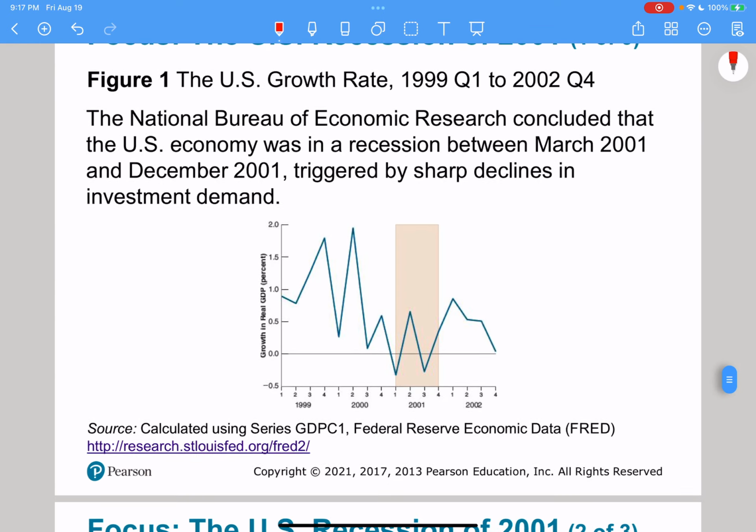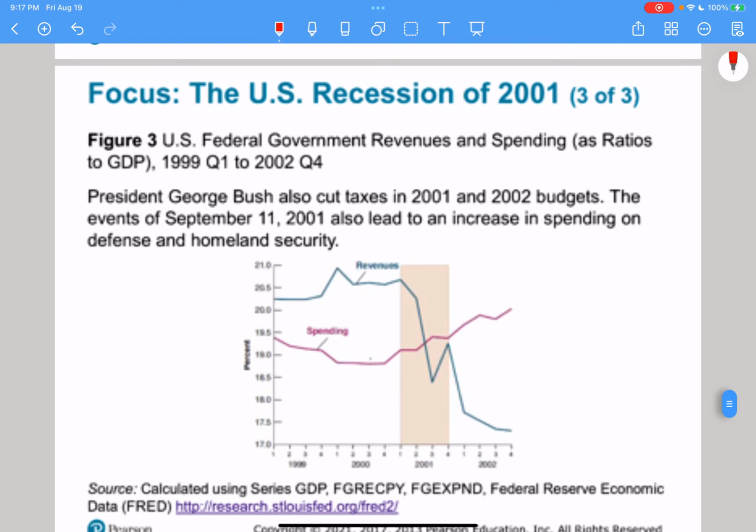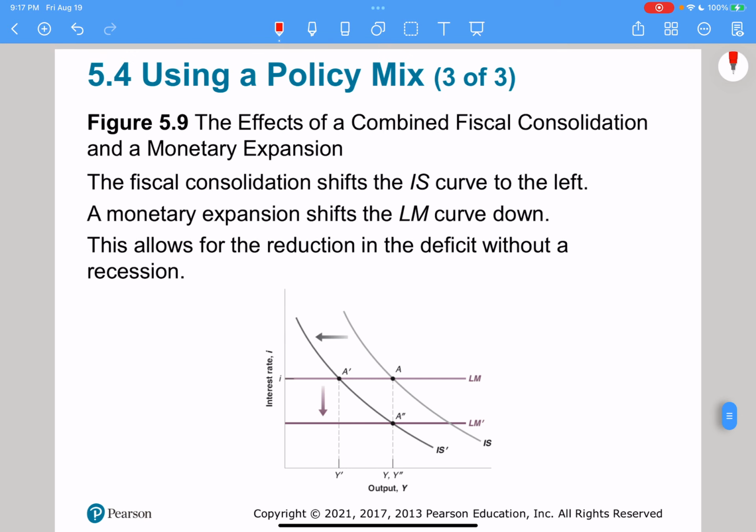Here we have something about the recessions. I definitely recommend you take a look on that. Here we are using the mix, but this is a combination of the fiscal consolidation and a monetary expansion. Well, the fiscal consolidation is something that's going to, we have G minus T, right? And we are reducing this combination, and it's going to shift the IS curve to the left, right? Either because you are reducing G or increasing T, right?